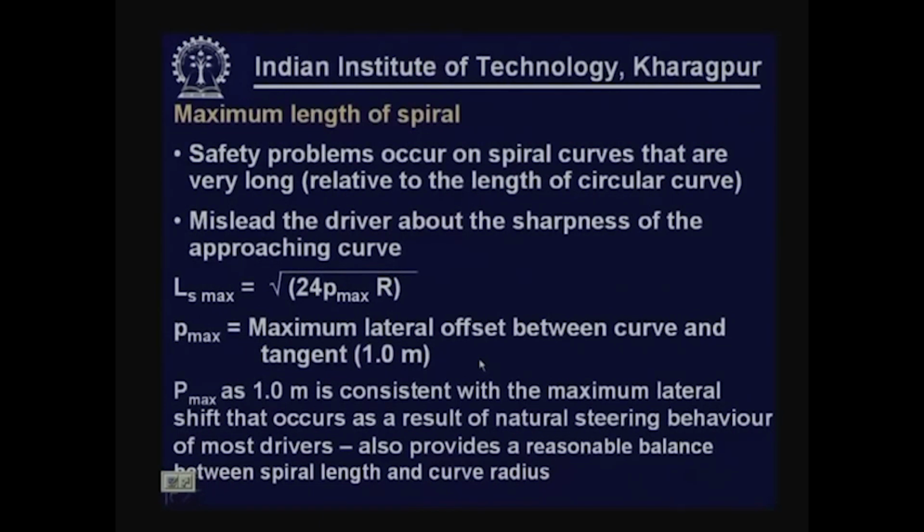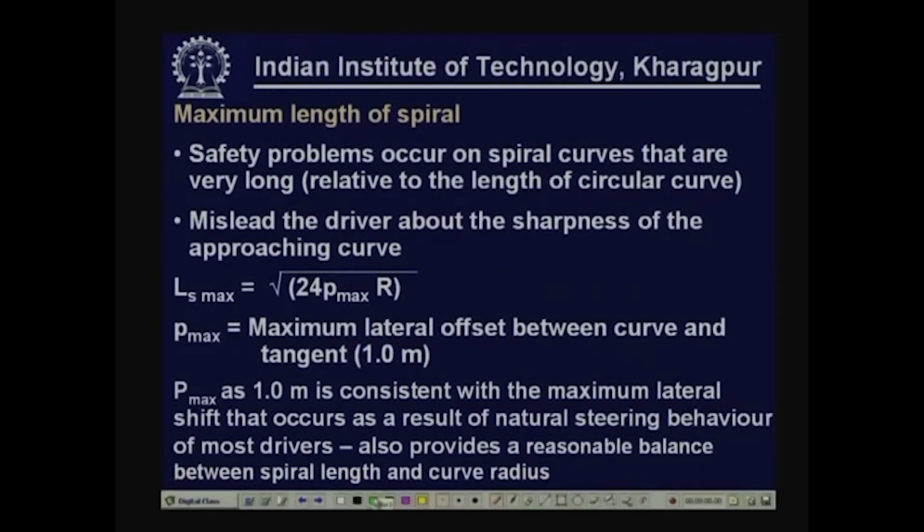Now, there is also a provision for maximum length of spiral. Why is it so? We have discussed the minimum required length of spiral. What happens if we provide a longer length? Let us stretch our thinking: if we provide a very long length, there are problems, and that indicates the need for deciding a maximum length of spiral.